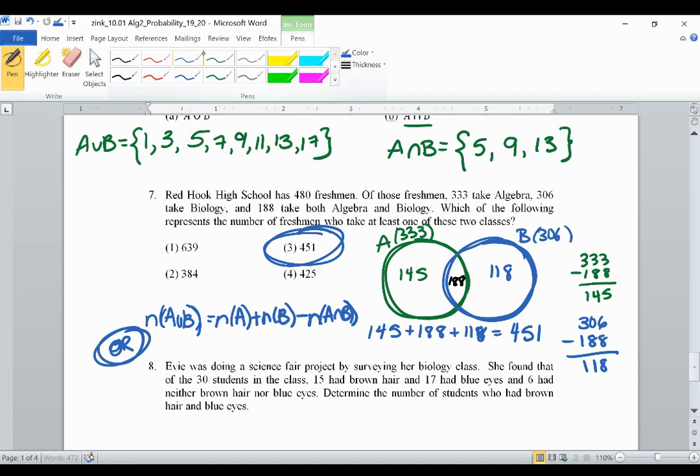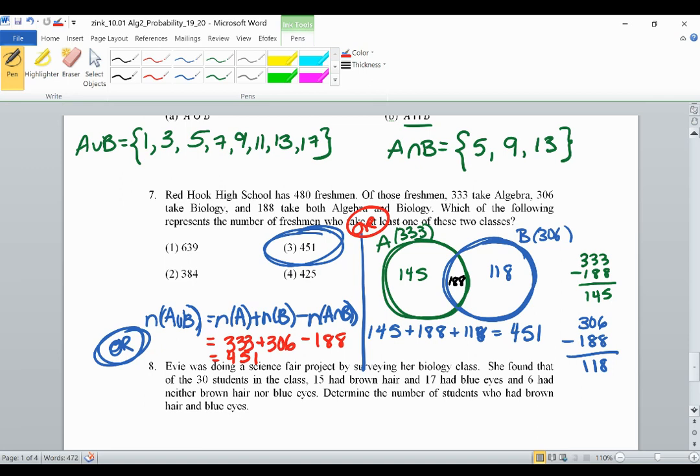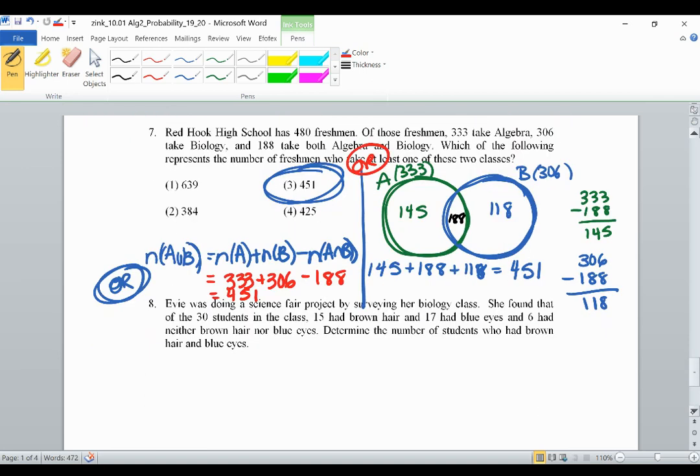I don't know why this is flashing so much. All right, so to find this, we'd say how many are in A? 333 plus bio is 306. And then in the middle, we have 188. And you can throw that right into your calculator, and it gives you also 451. So either method here, Venn diagram or that equation, would work.